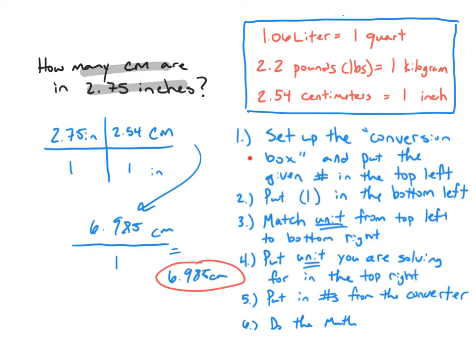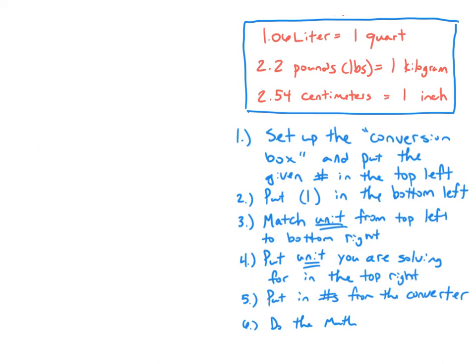Set up the conversion box, put the 1 in the bottom left, match the unit in the top left to the bottom right, put the unit you're solving for in the top right, stick the numbers in, do the math. Now I've done one using the converter pounds to kilograms, and I've done one doing the converter centimeters and inches. Now I'm going to do one using the converter liters and quarts. The question is, how many quarts are in 0.65 liters?